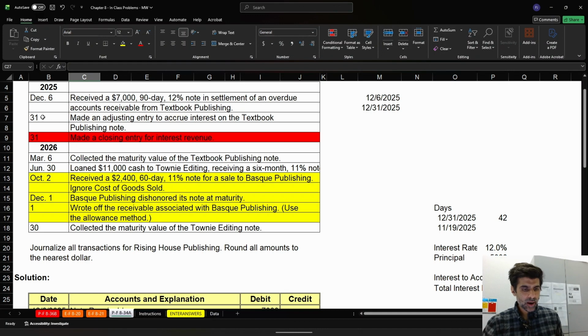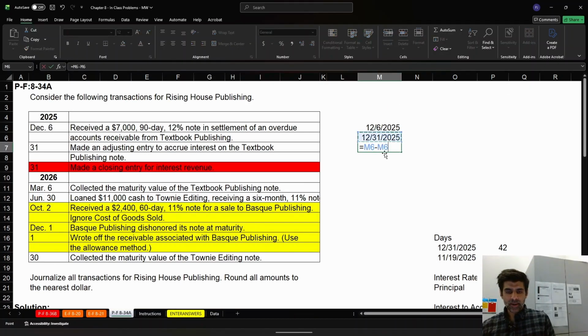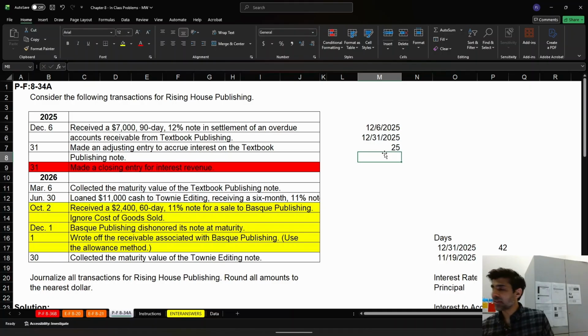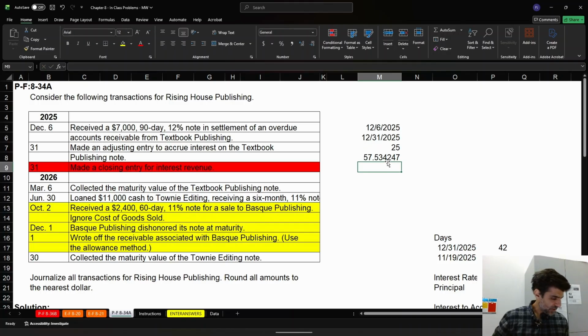So now it's asking us to accrue the interest. Okay, so I have the dates here. Again, I will use my Excel to just figure out how many days have elapsed, 25 days. And I can just basically do 7,000, which is the principal, times the interest rate, which is 12%, times the days divided by 365 to get $57.53.